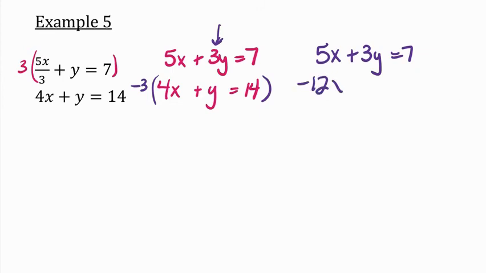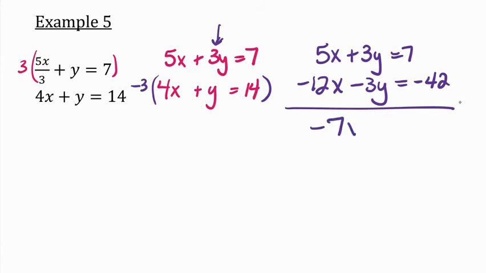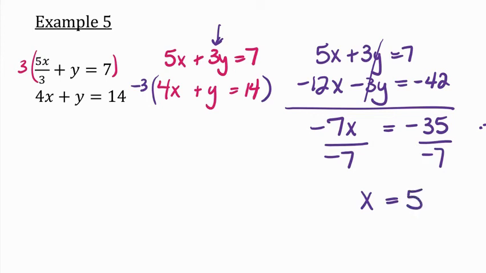So that would make -12x minus 3y equals 14 times 3, which would be -42. So then 5x minus 12x gives us a -7. My y's are gone. And then 7 and -42 would leave us with -35. Divide by -7, and we get x equals 5.